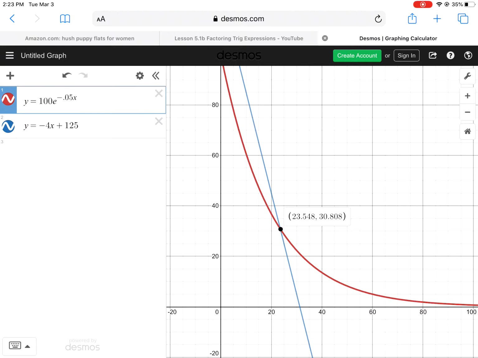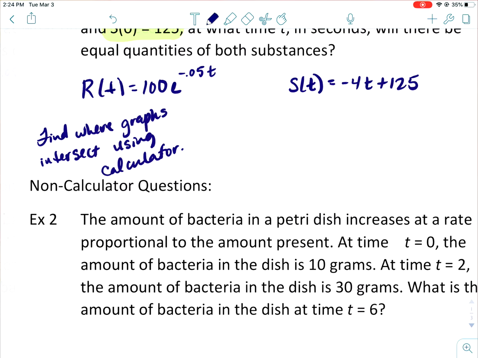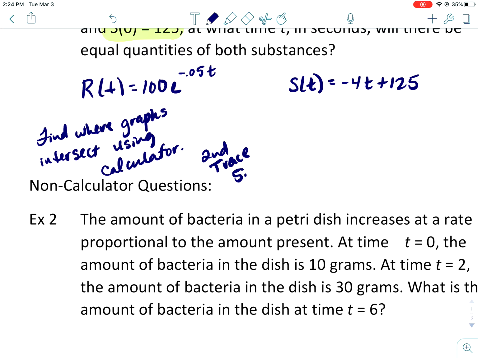Second trace. Very good. Second trace and number 5? Yes, second trace 5. And hopefully you got the same thing I just got by clicking a button. All right, it tells us our time is in seconds, so label that please with seconds. All right, any questions on that one?